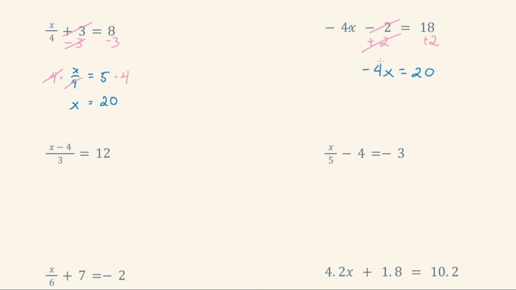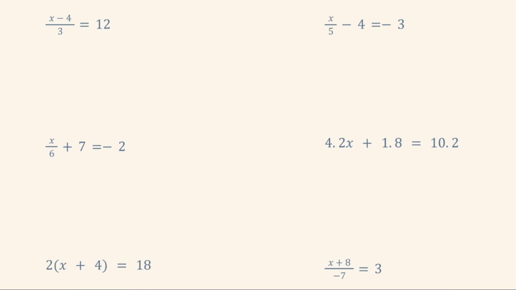And now we want to undo that multiplication by minus 4. So we have to divide by minus 4 and divide by minus 4. These go away. And on the left side of my equation, then all I have is the x. And on the right, I have minus 5.